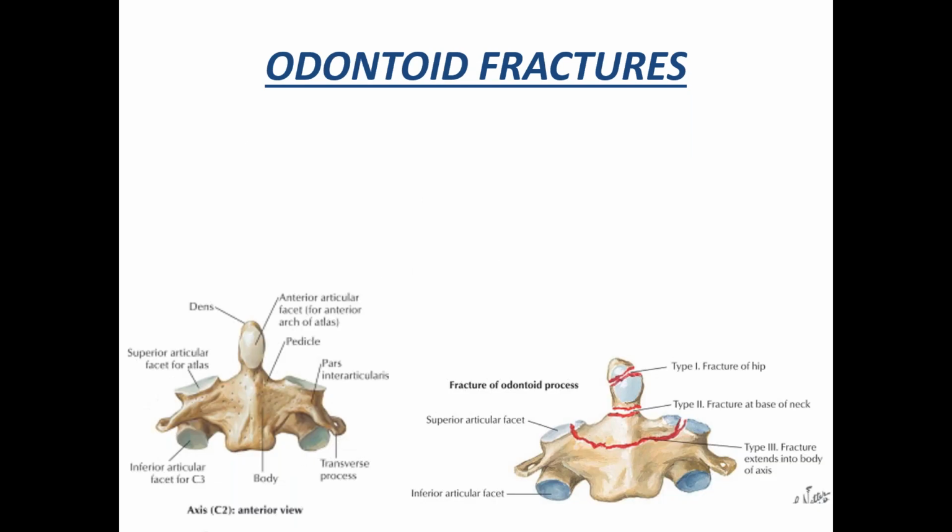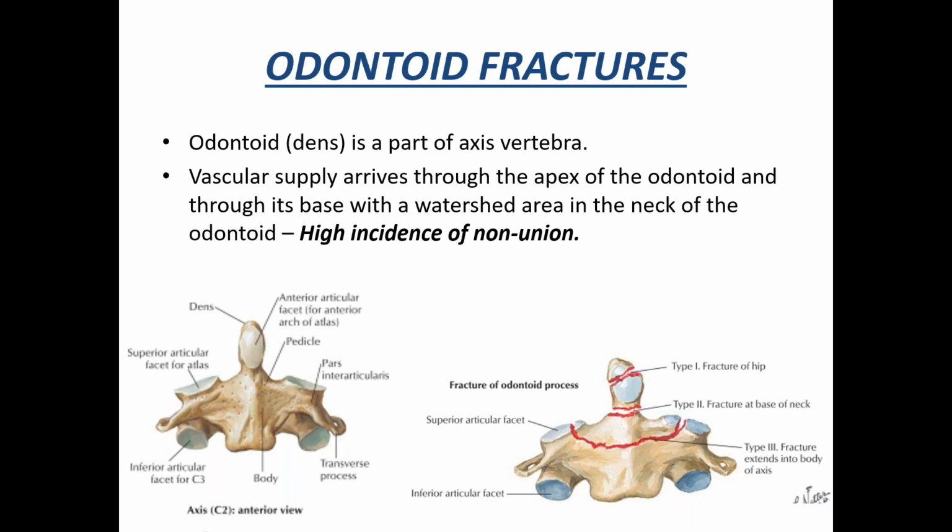This is a C2 vertebra odontoid fracture. The odontoid is a part of the axis vertebra. Vascular supply arrives through the apex of the odontoid and through its base, with a watershed area in the neck. There is a high incidence of non-union. It's treated with a halo brace, or surgery may be needed.